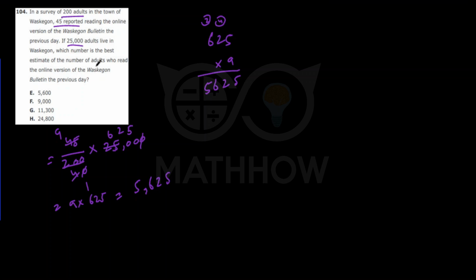Now we need to find the best estimate, and the options are given in hundreds. So rounding this number to the nearest hundred, 625 is close to 600 instead of 700. So this will be 5600. So the correct answer is option E.